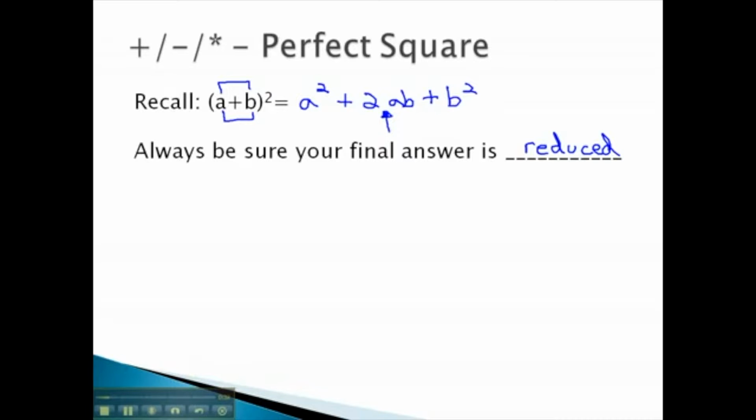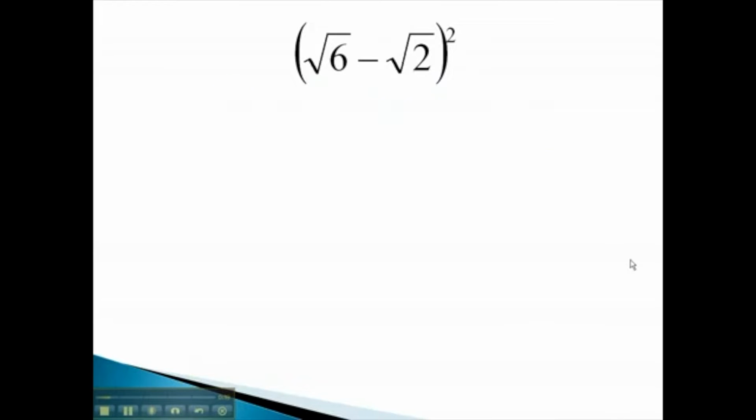Let's take a look at some problems where we square with radical expressions. Here, we are asked to square this expression. We first will square the first term. Remember that square and square root are inverses of each other. If we take the square root of 6 and square it, the square and square root undo each other, leaving us just the 6 behind.